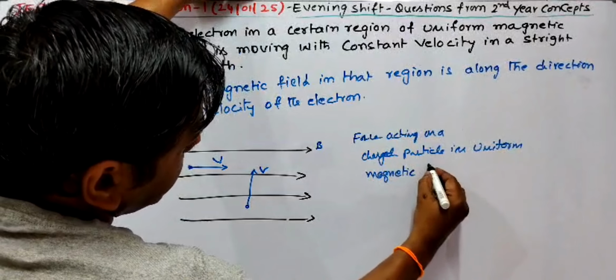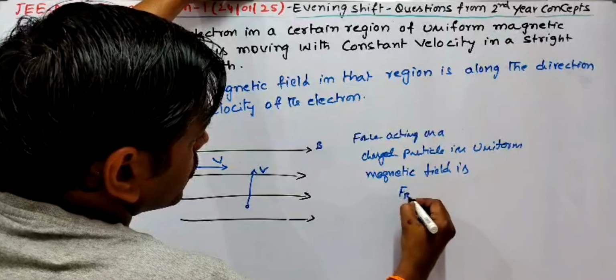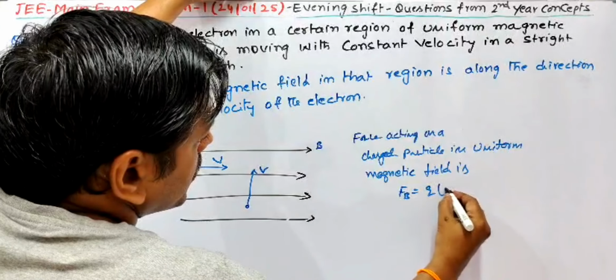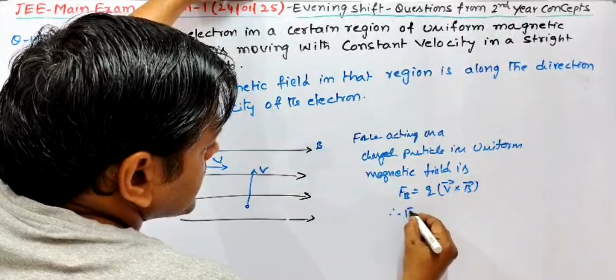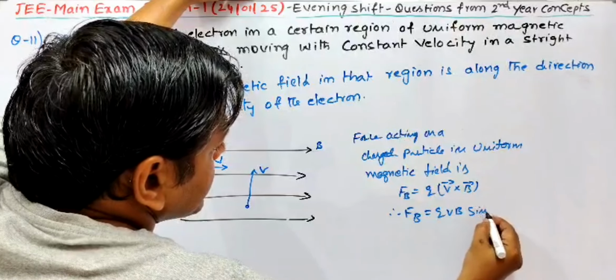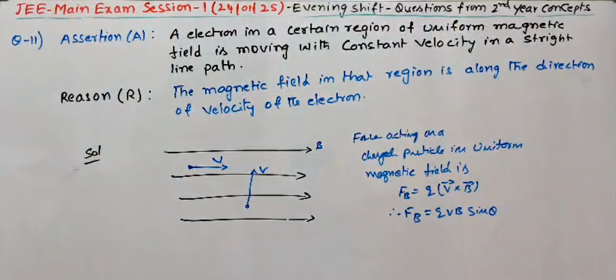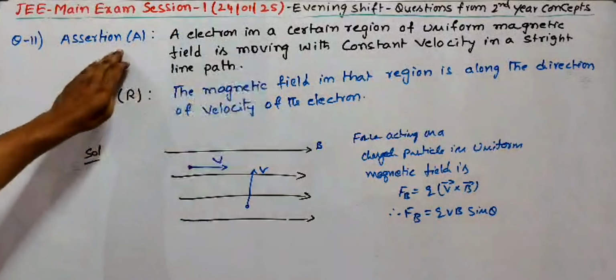Uniform magnetic field is Lorentz force. F_B is equal to what? q into v bar cross B bar, which is equal to what? F is equal to qvB sin theta. Okay, right. The magnetic field, this is the assertion.